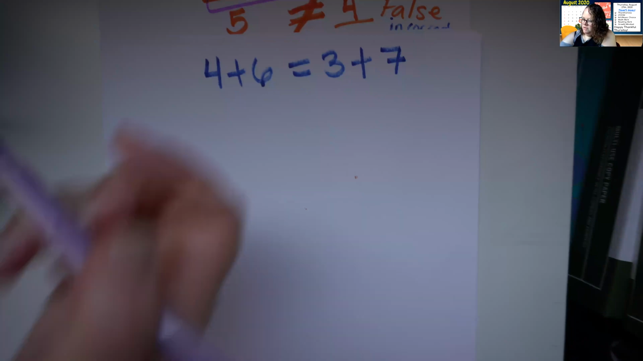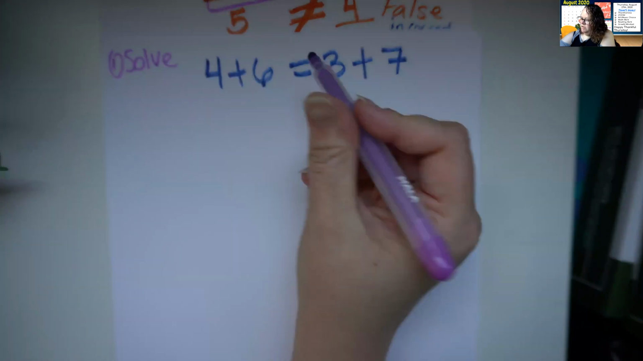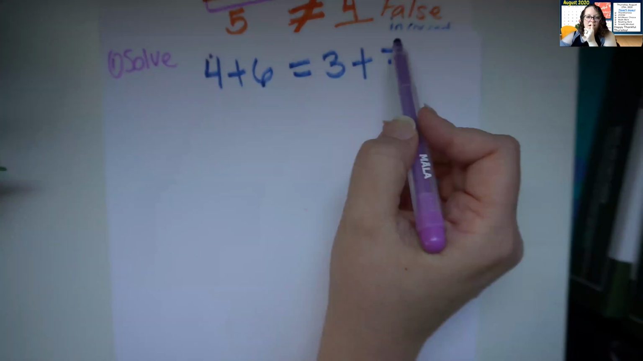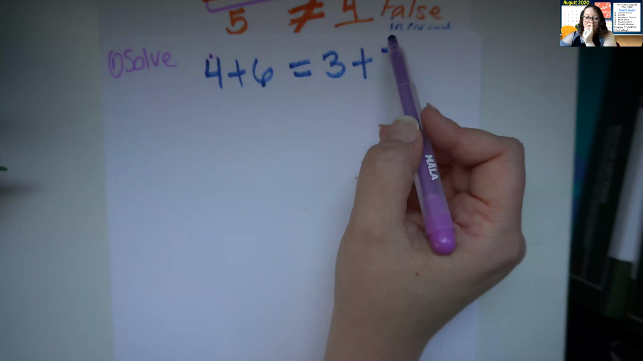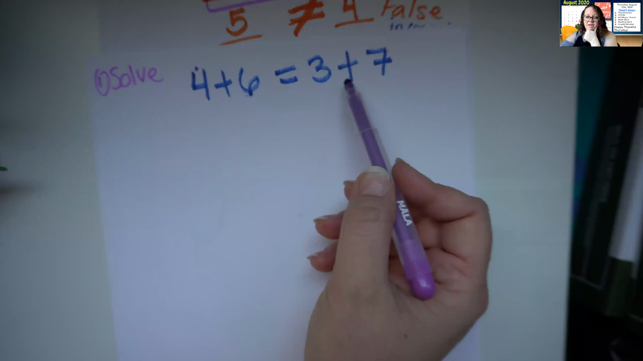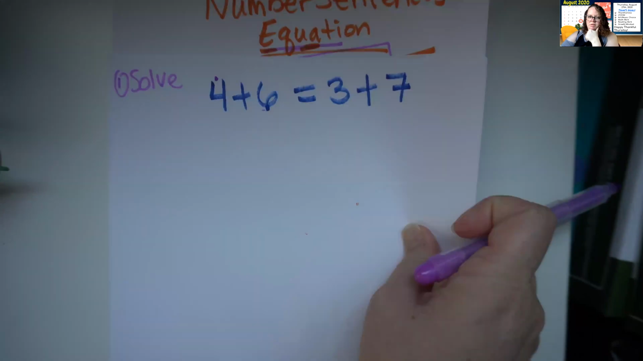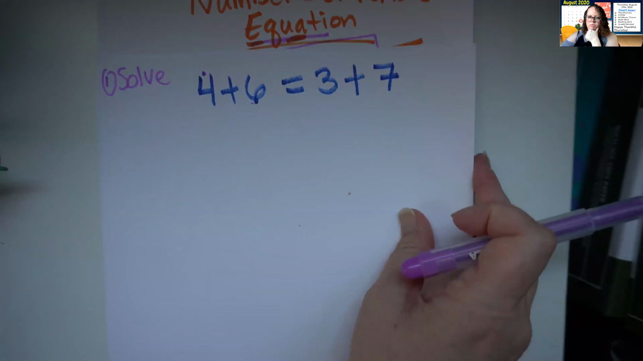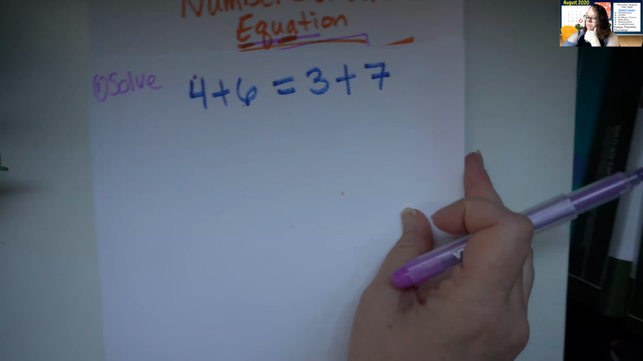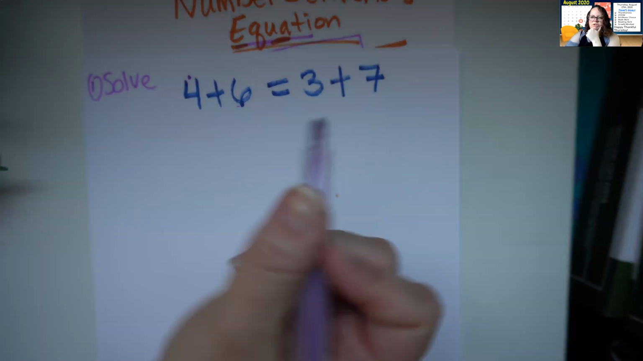Okay, so step 1 is solve. So let's try that. 4 over here, oh, there's no 4 over here. So my immediate thought might be, oh, they don't have the same. This has a 4 and a 6, and on this side it has a 3 and a 7. So my first thought might be, oh no, I don't think this is true. But you know what? I think I have to solve it just to make sure, right?